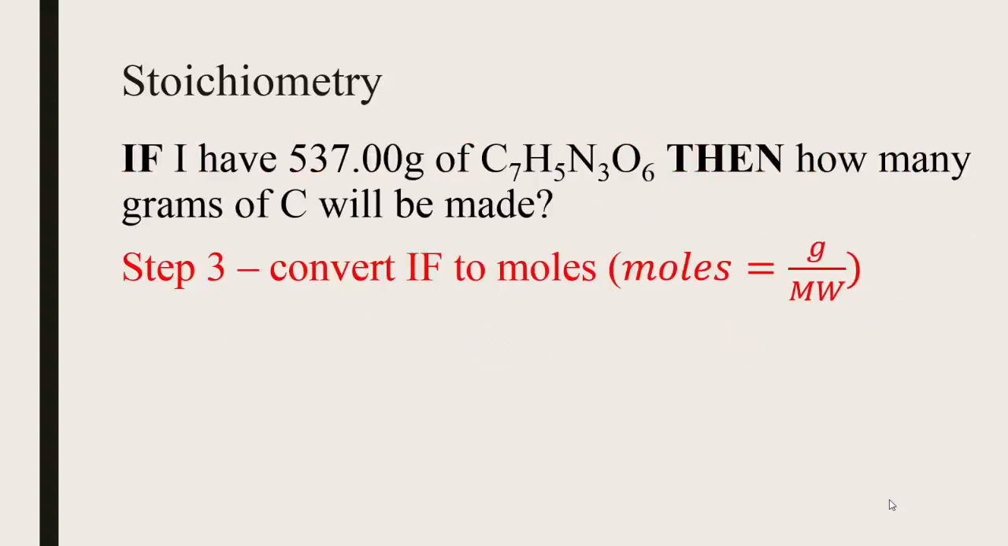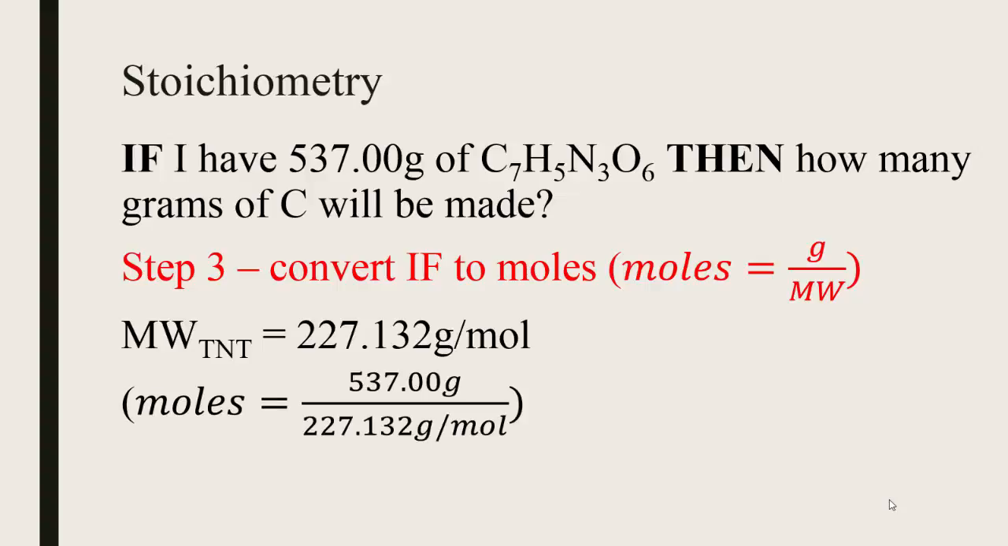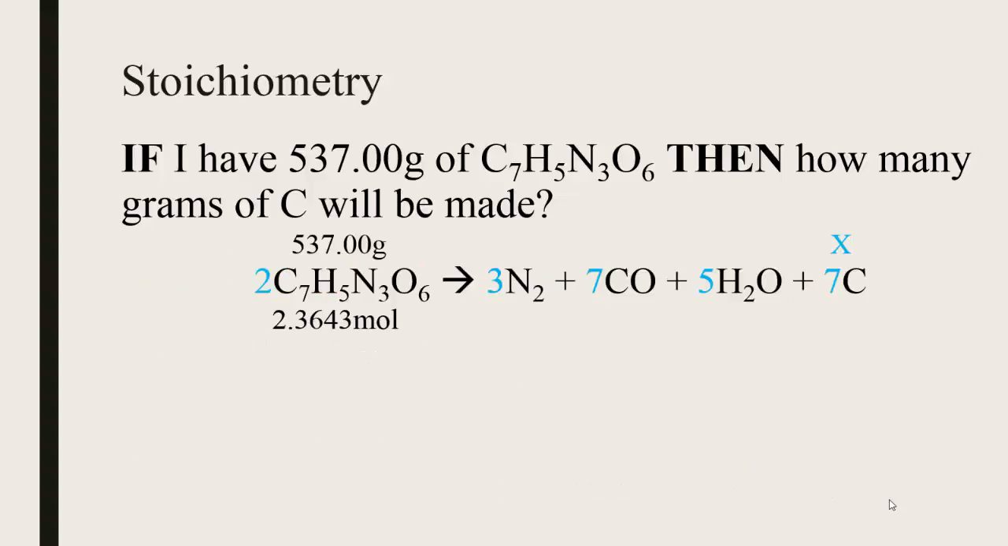In step 3, I want to convert grams to moles. The if compound is the trinitrotoluene. It has a molecular weight of 227.132 grams per mole. I'm going to use this equation, plug in the values. This is the number of moles that I see on my calculator. So utilizing correct sig figs, I put the 2.3643 moles under the formula for trinitrotoluene.